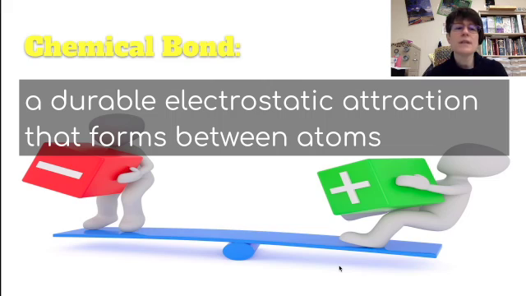So first of all, what is a chemical bond? It is a durable electrostatic attraction that forms between two atoms. So when we talk about electrostatics, we're talking about opposite charges attracting one another. That's what electrostatics is. Think even of static electricity. Static electricity is caused by the charge separation.